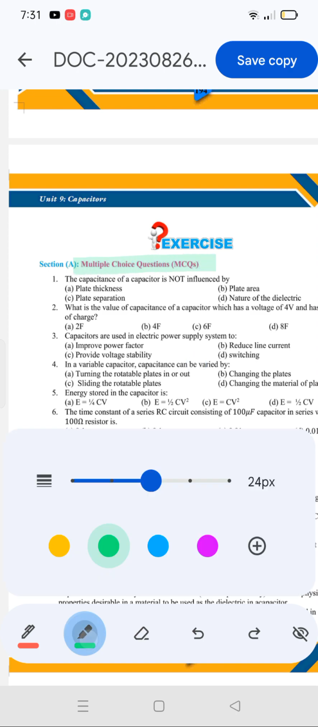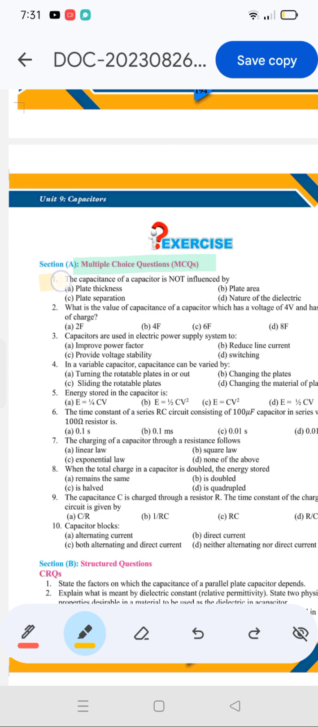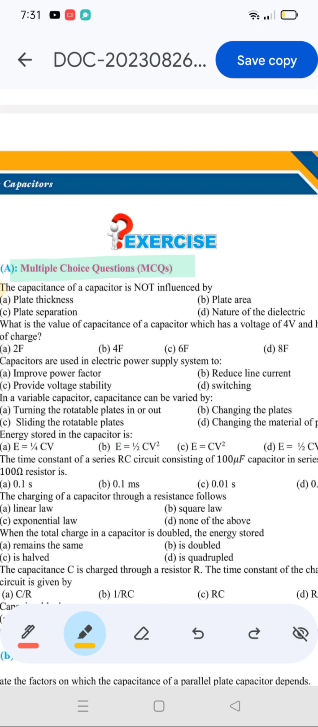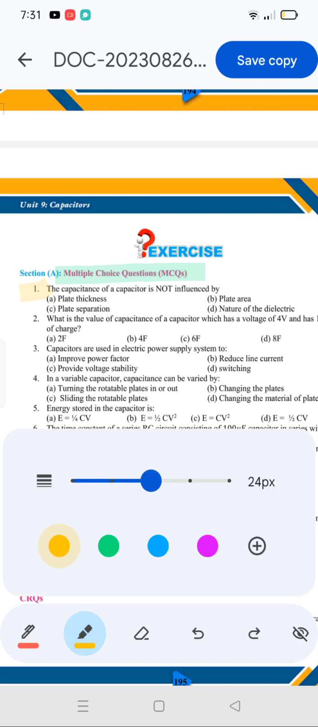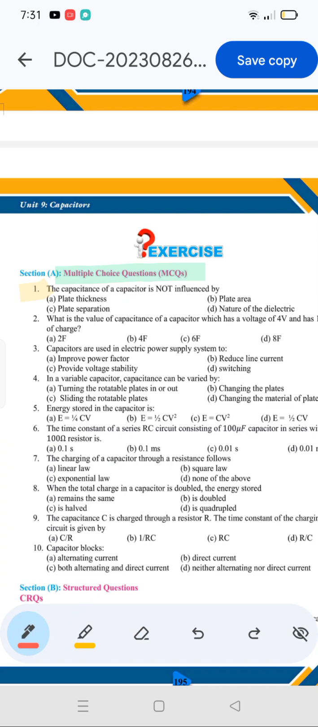So the first MCQ is: the capacitance of a capacitor is not influenced by what? The simple meaning of this question is what the capacitance of a capacitor does not depend on. Now let's read the options. Plate thickness. We will discuss each and every MCQ.